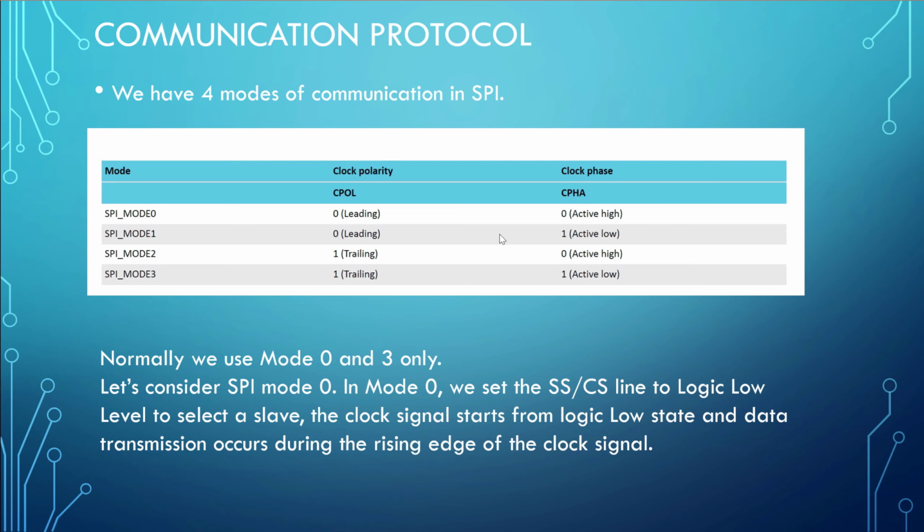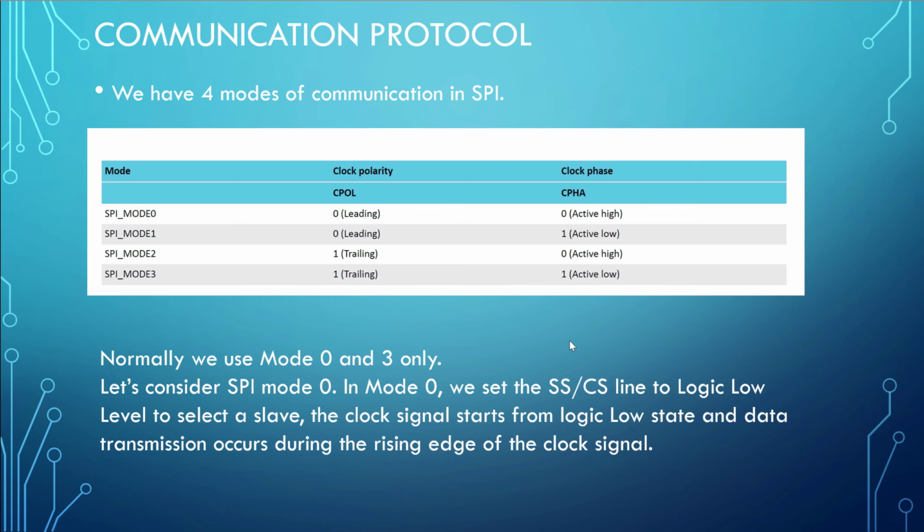For example, if we set the SPI in mode 0, here you can see it says active high. What does active high mean? It means that the clock signal starts from the logic low state, and the data transmission occurs during the rising edge of the clock. So when the clock goes from logic 0 to logic 1, you read one data bit, and on the next level it goes to the logic low state, and once again when it goes back to the logic high state, you read another bit.